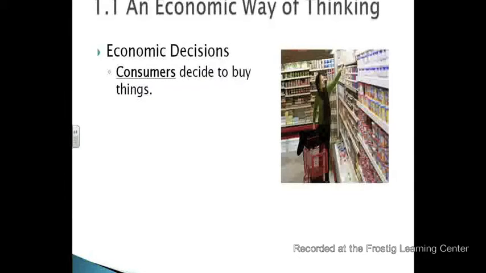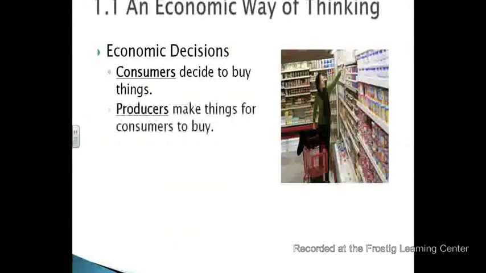We'll get to that. Consumers decide to buy things. You buy things. Producers make things for consumers to buy. Does that make sense? Producers make things for consumers to buy. Okay. Goods are physical objects. I'm just going through a list here of some words that we want to make sure we understand. Goods are physical objects, like the shoes, like your hats, like your glasses, like your watches.